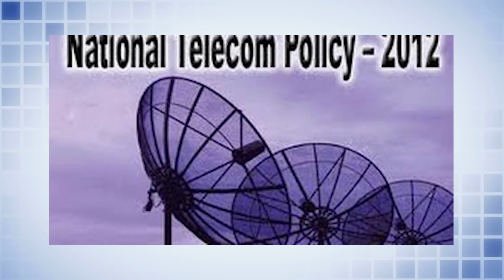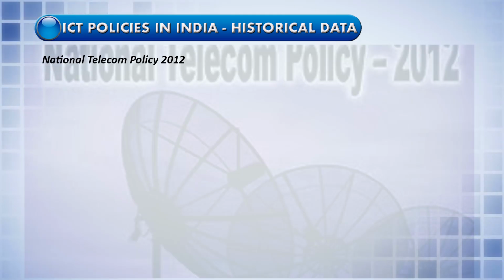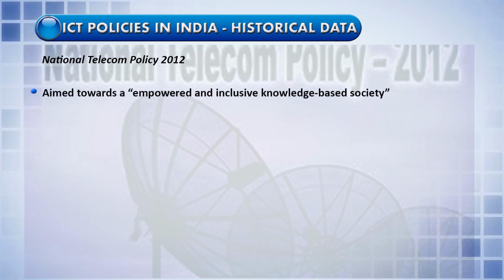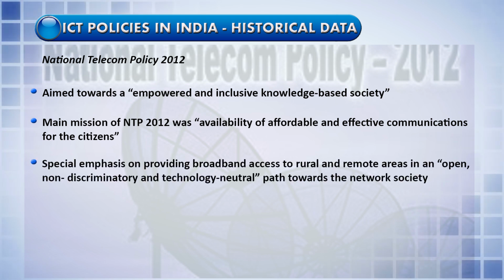Then came the National Telecom Policy 2012. The main aim of the National Telecom Policy of 2012 was to empower an inclusive knowledge-based society, and the main mission of the new policy was making affordable and effective communication available for all citizens. There was special focus on providing broadband connections to rural and remote areas, and making the connection open and non-discriminatory, with a technology-neutral path towards a network society.